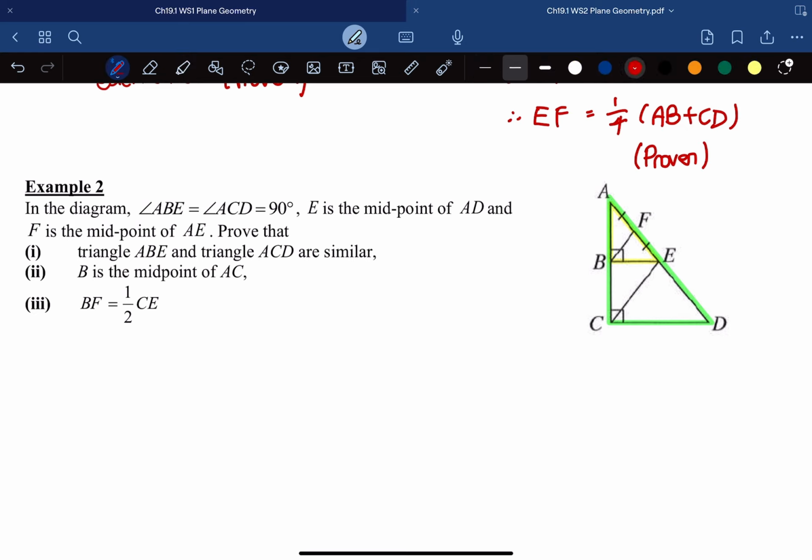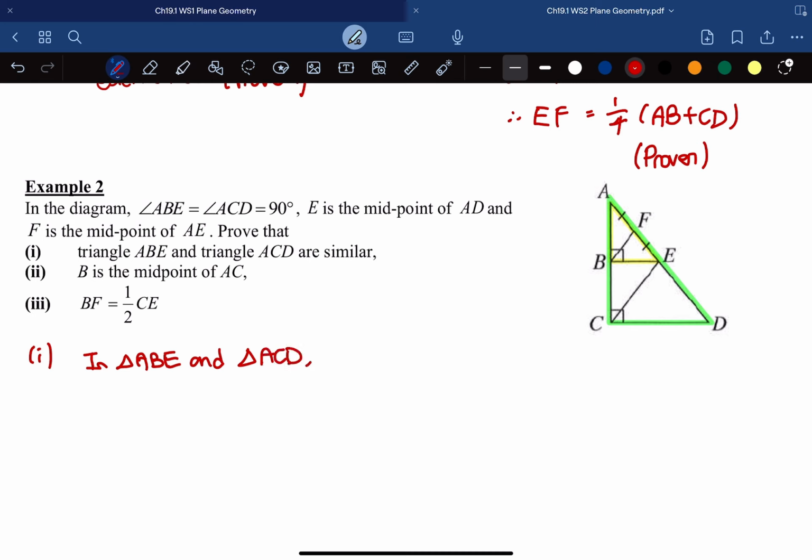It is to show common angles, because we can clearly see that I have one common angle here, and I know that this angle is equal to this angle. So therefore, for part 1, I'm looking at triangle ABE and triangle ACD.